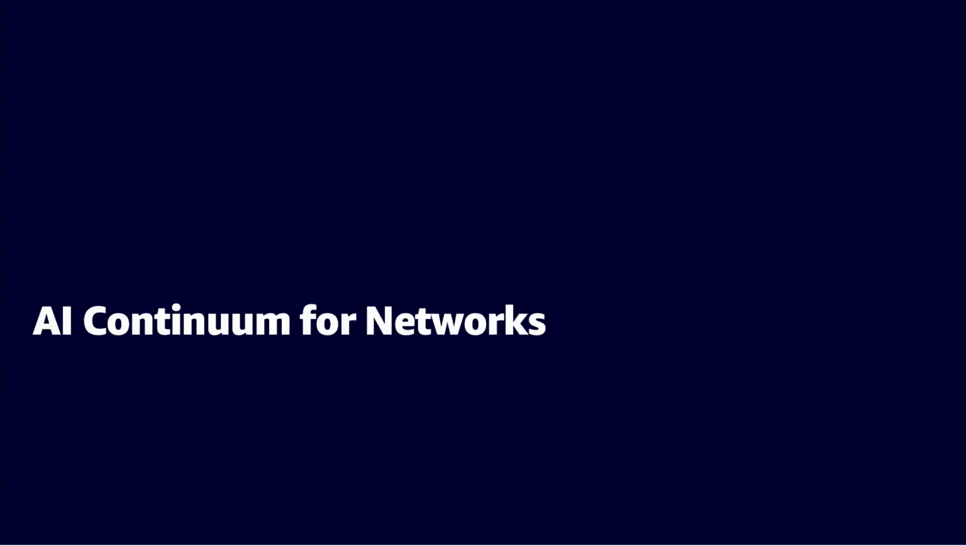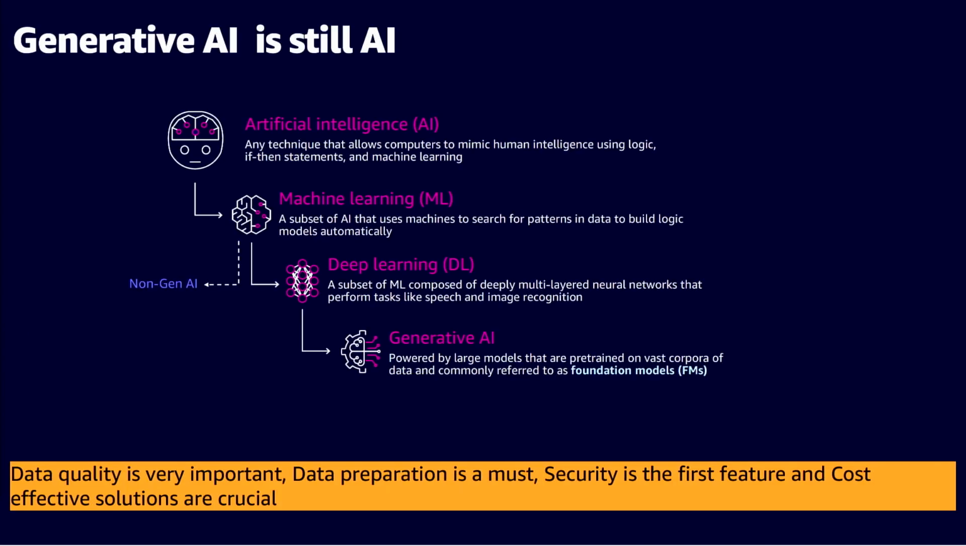So let's get started. The AI continuum for network. I used to start with this slide because I want to remind that Gen AI is actually AI. And when we talk about AI, we're talking about data quality being very important. So there is no magic. Gen AI is still AI and still needs a very good quality of data. And garbage in, garbage out is still valid also for Gen AI.